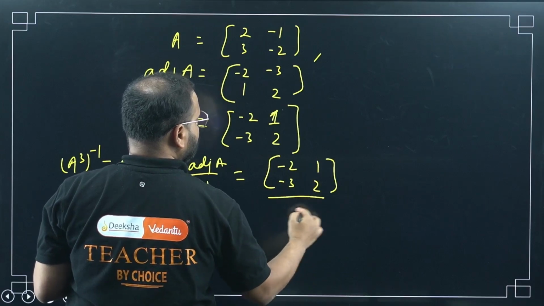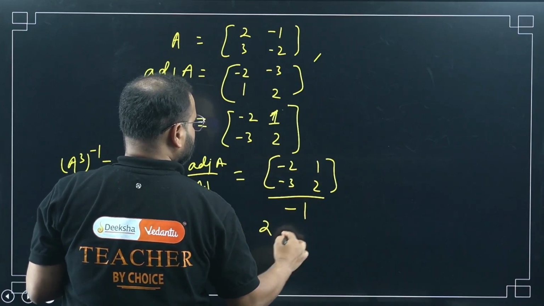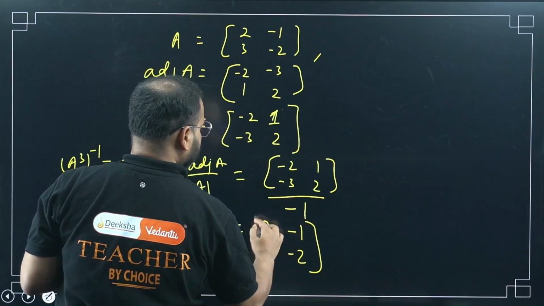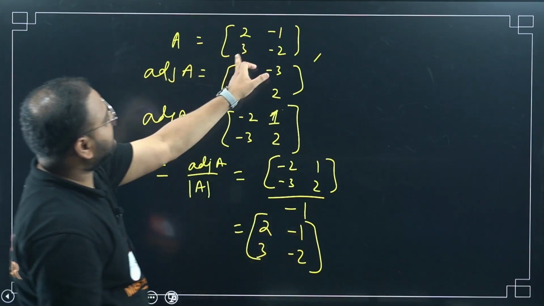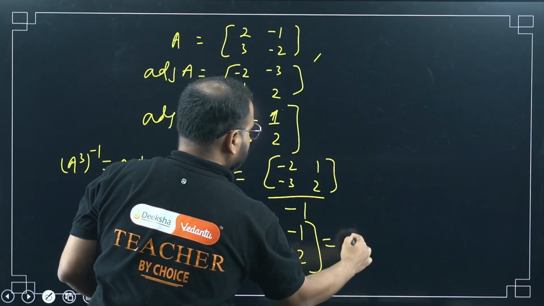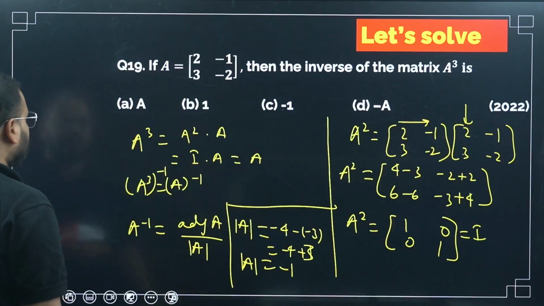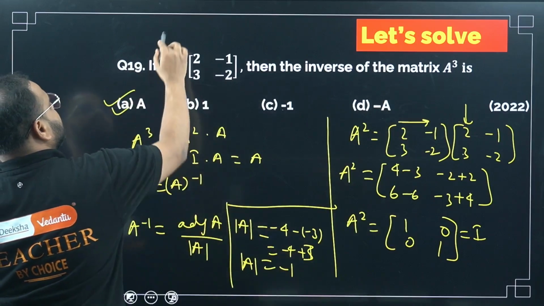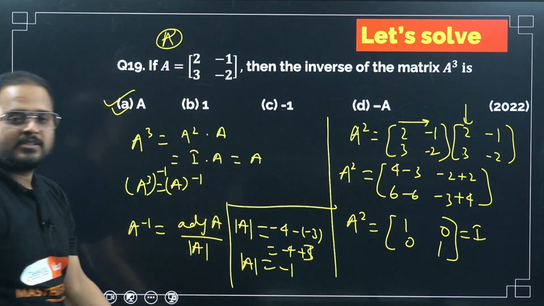What is determinant of A? Minus 1. Divided everything: plus 2, minus 1, plus 3, minus 2. Please cross check here. How much is that? Simply matrix A, sir. So my inverse of A cube is nothing but A. Option number A. Simple problem.